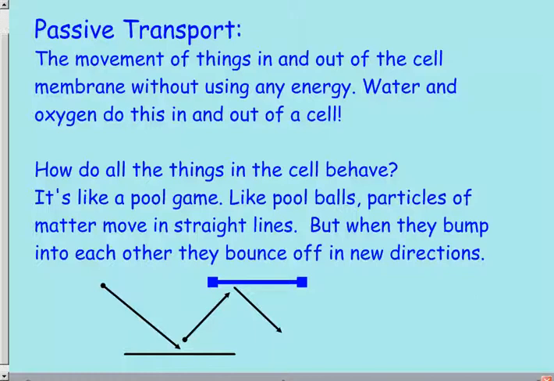So it comes back to passive transport. As things move in and out of the cell, I've already mentioned water and oxygen do not need any energy. It just passively goes through. It's because the particles move like the balls in a pool game, when you're playing pool on a pool table. The particles move in a straight line. They bounce and ricochet off of something, and they continue to move in that fashion. But when they bump into each other, they bounce off into new directions.